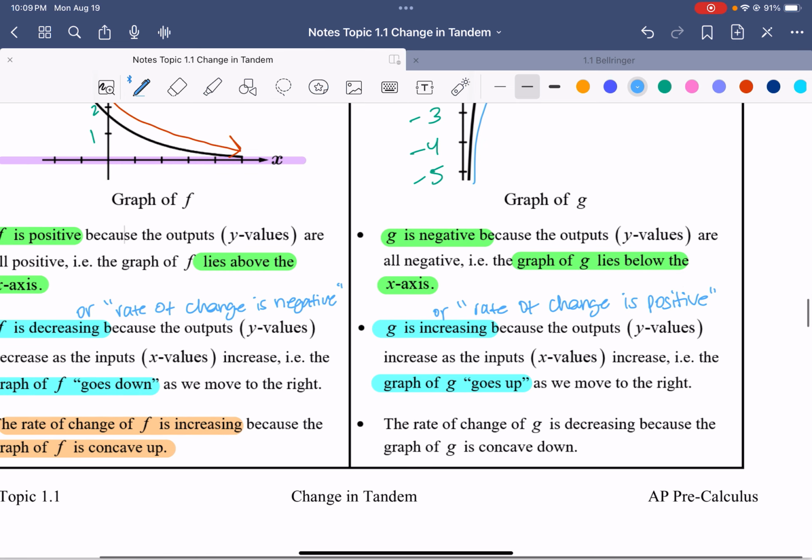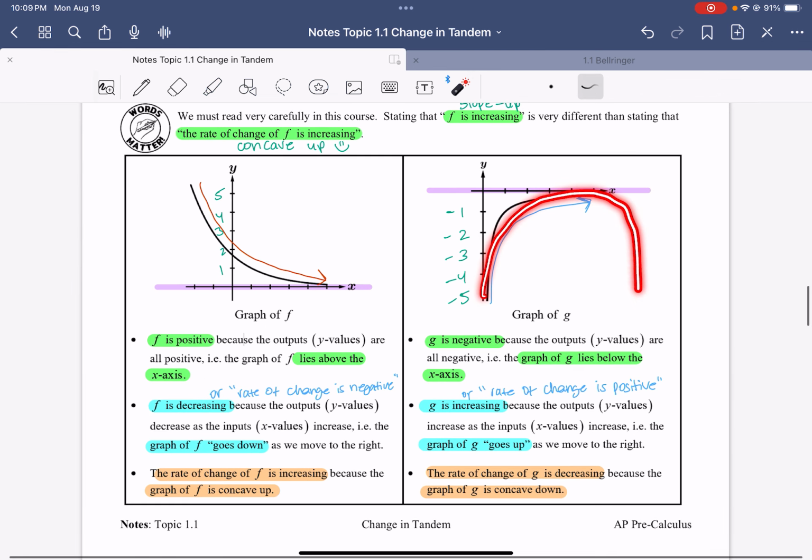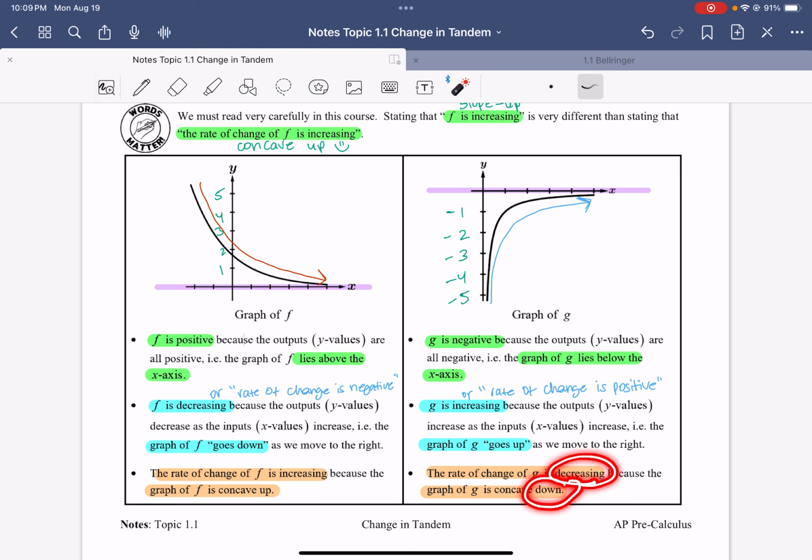Okay? Finally, we have the rate of change is decreasing because the graph of G is concave down. So again, you can see that frowny face. And then notice that these two words match up, right? It'll be decreasing concave down or increasing concave up.